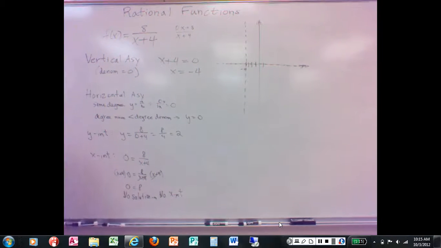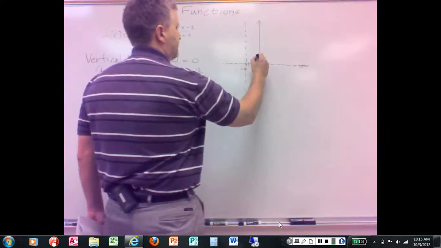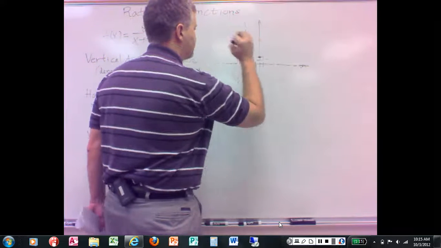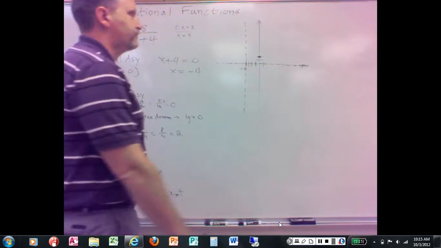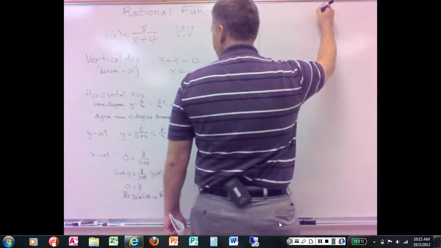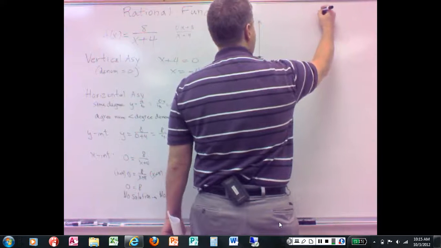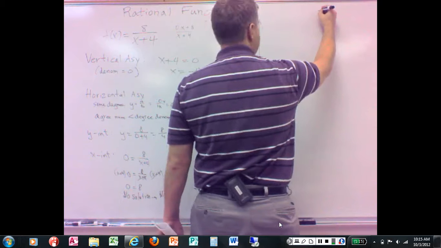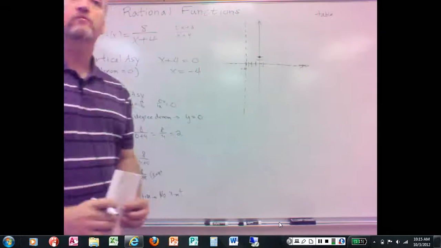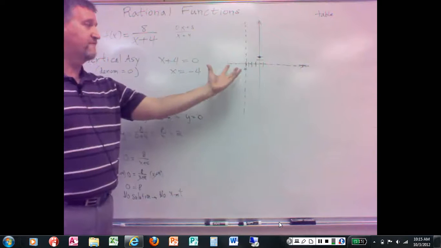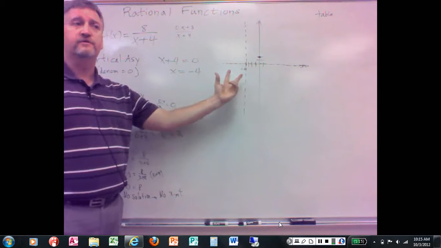Okay, so let's put the y-intercept up here at 2. All right, that leads us to our last calculation thing, and that is a table. And again, on the table, what I want are x values around your vertical asymptote.